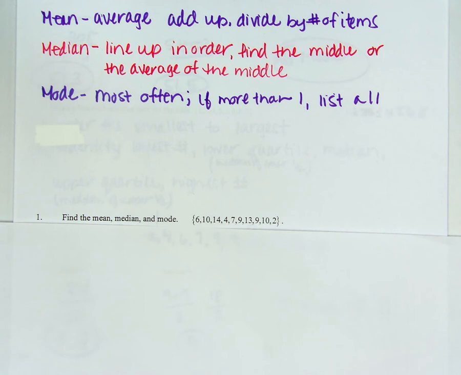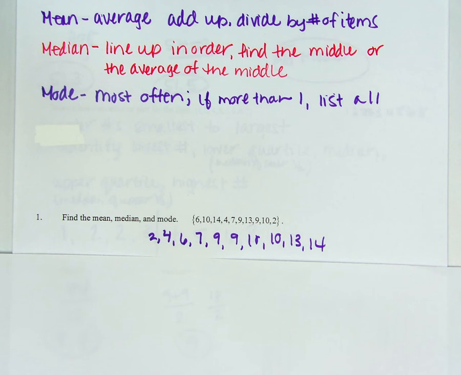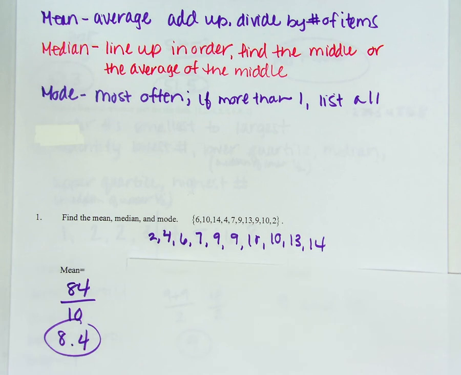So for our first problem, we're going to find the mean, median, and mode. So go ahead, pause the video, and write those in order from smallest to largest. Okay, so you guys should have your order just like mine here. Once you've done that, you're going to find your mean, median, and mode. So your mean, you're going to add them all up and divide by how many you have. So you should end up with 84, and you're going to divide that by 10 because that's how many numbers you have. So your average is going to be 8.4.